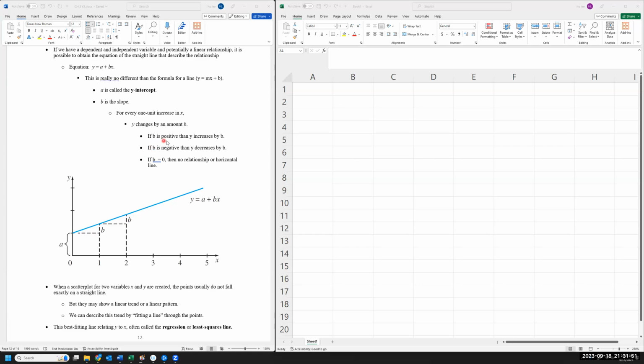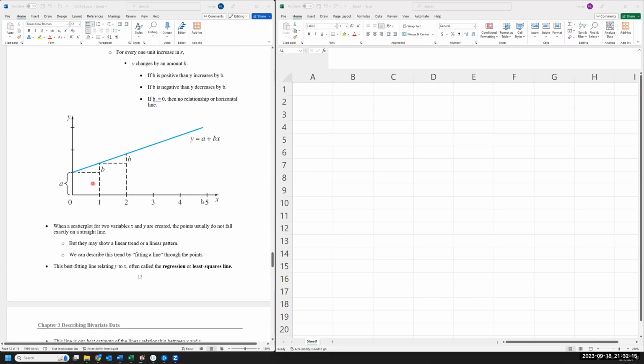Okay, again, if b is positive, y increases by b. If b is negative, then y decreases by b when x changes by 1 unit. And if b is equal to 0, there's no relationship between x and y. And in this situation, the line will be horizontal.